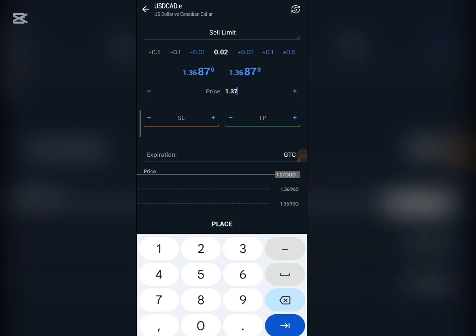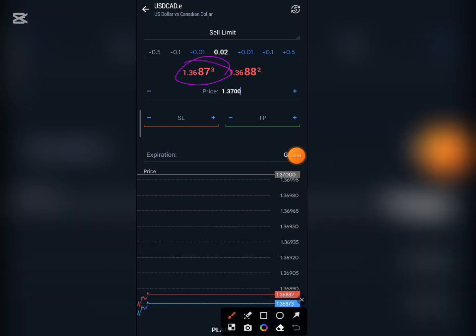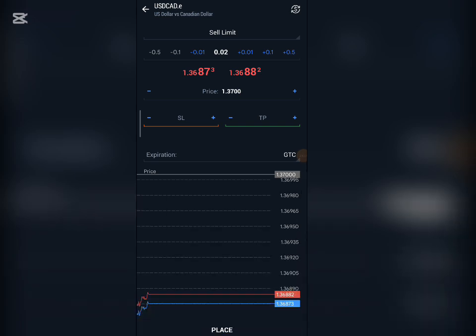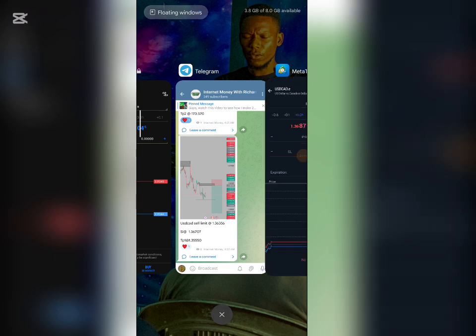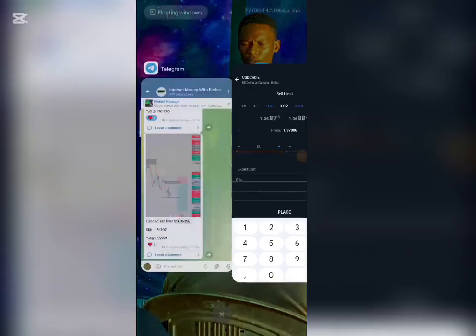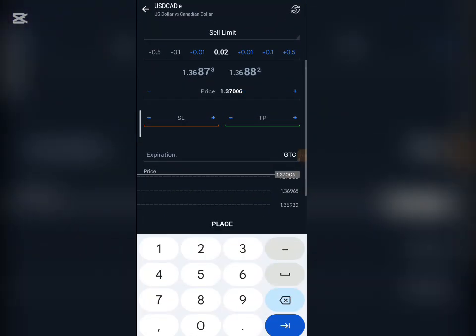Then 1.37000. Because the price has gone beyond 1.36, we want to enter it at the closest range. It's about to reach 1.377, whatever. And of course we're selling. You get the point, you understand what I'm saying. So you copy your stop loss, paste your stop loss here, get your TP, and put your TP here.